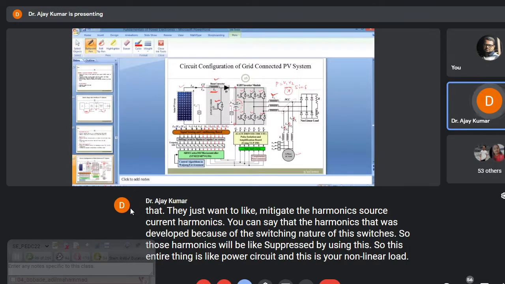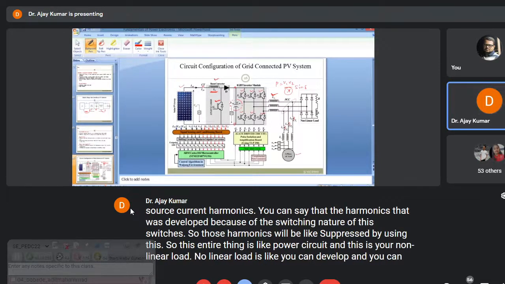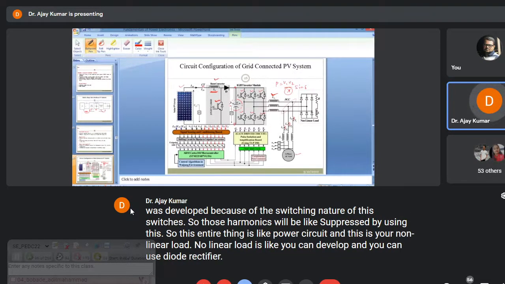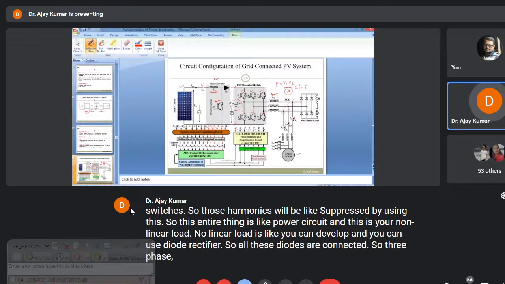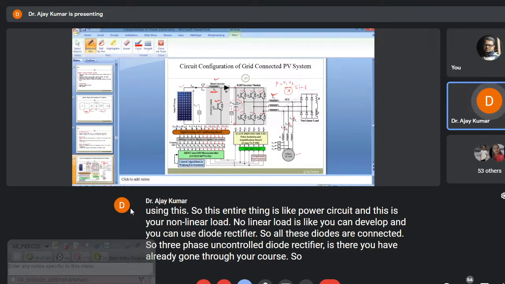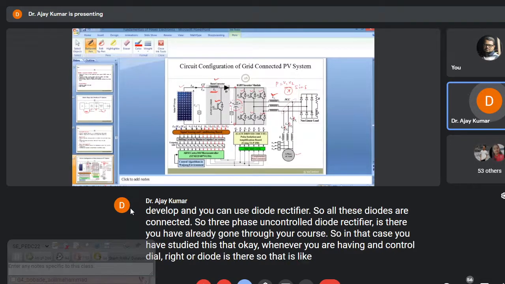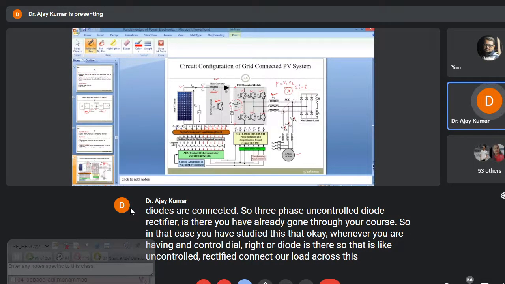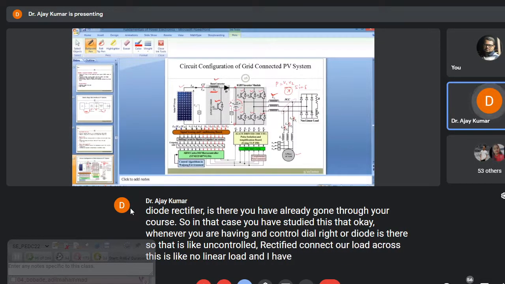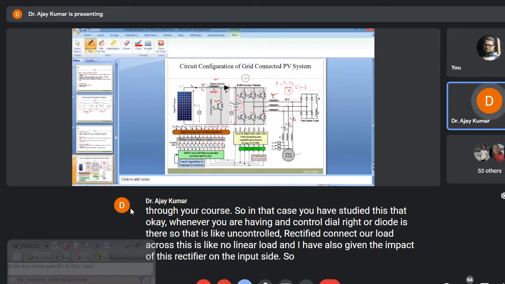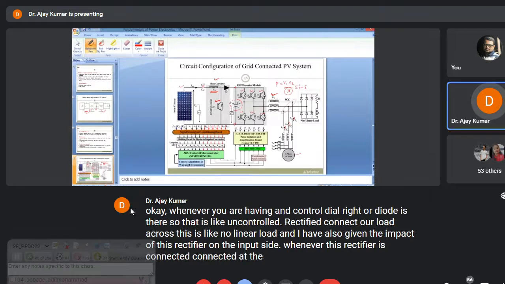The non-linear load you can develop using a diode rectifier. All these diodes are connected, so a three-phase uncontrolled diode rectifier is there. You have already gone through this in your course. You have studied that whenever diodes are there, that is an uncontrolled rectifier. Connect an RL load across this. This is a non-linear load, and I have also given the impact of this rectifier on the input side. Whenever this rectifier is connected at the load side, the input current will have this distorted nature.